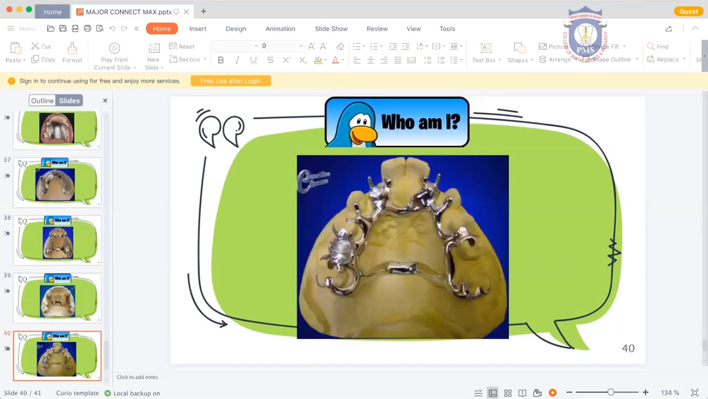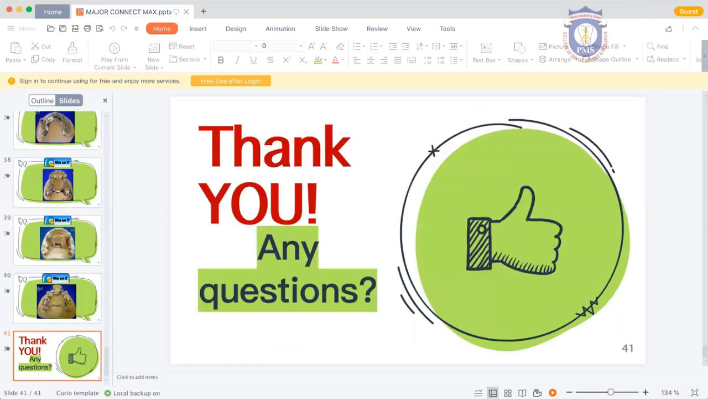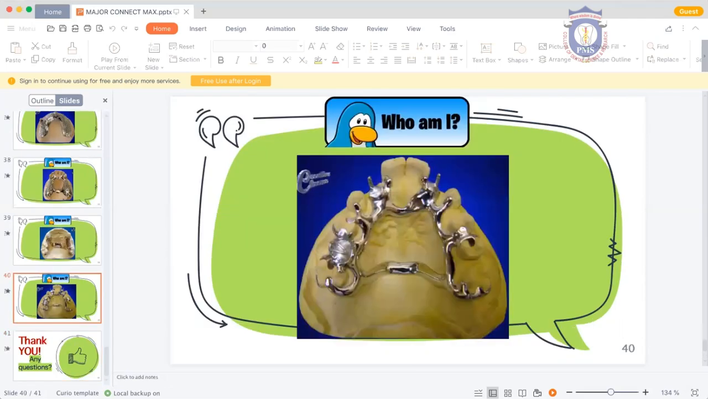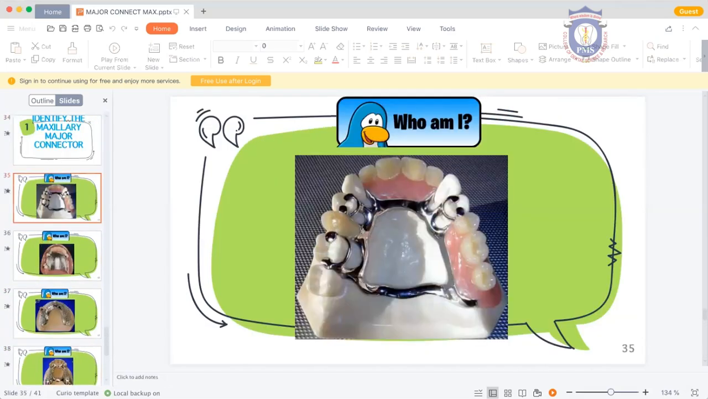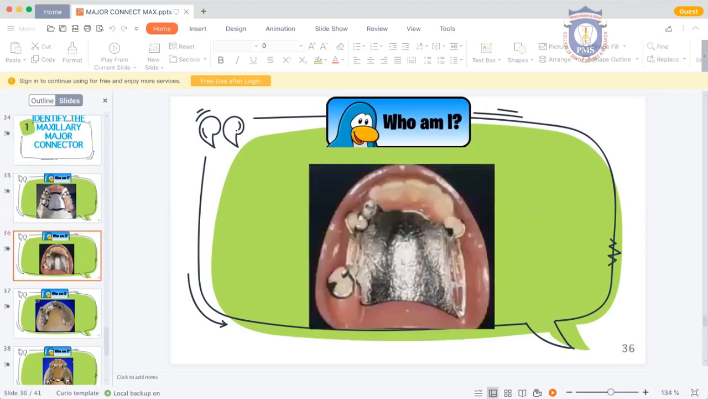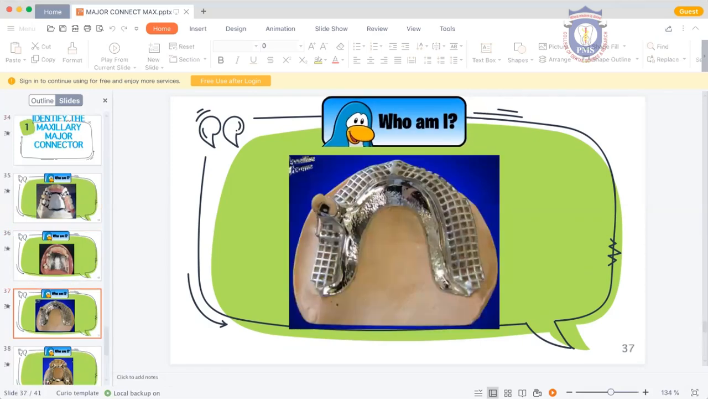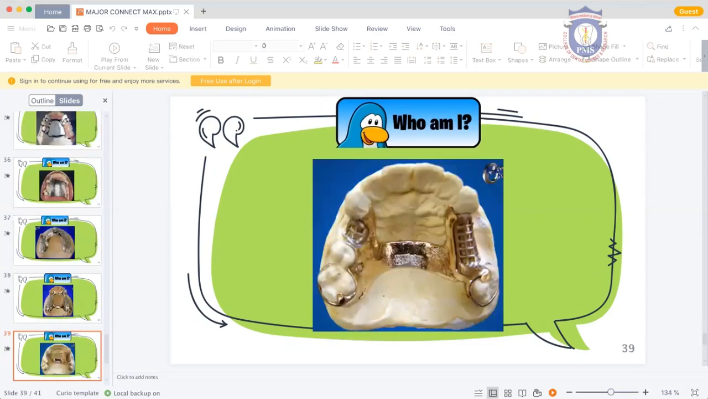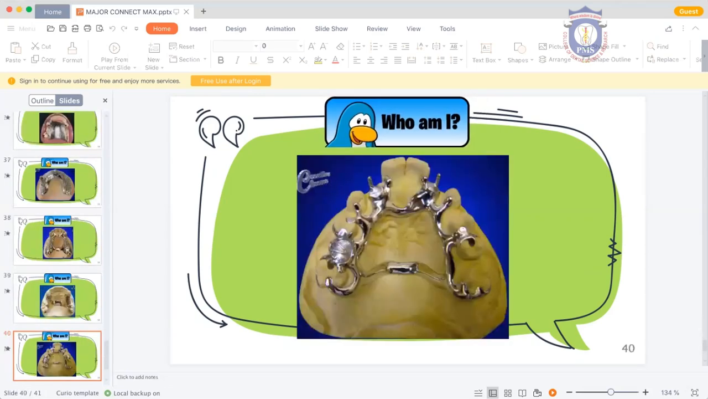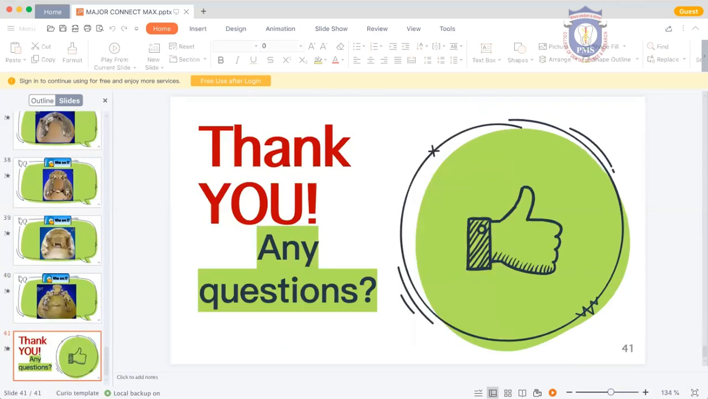And what is the type of major connector used here? Okay, these are the different types of major connectors which we have discussed. The first one is anteroposterior palatal bar, then we have the complete palate, then the horseshoe shaped one, then the anteroposterior palatal straps, then palatal strap, then anteroposterior palatal bar. Okay, so we are done with that portion.